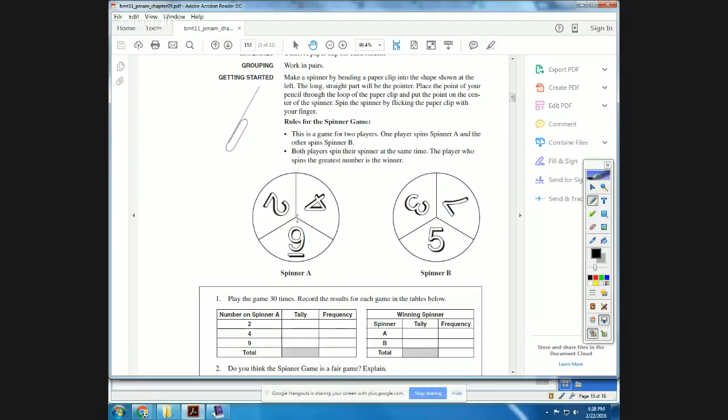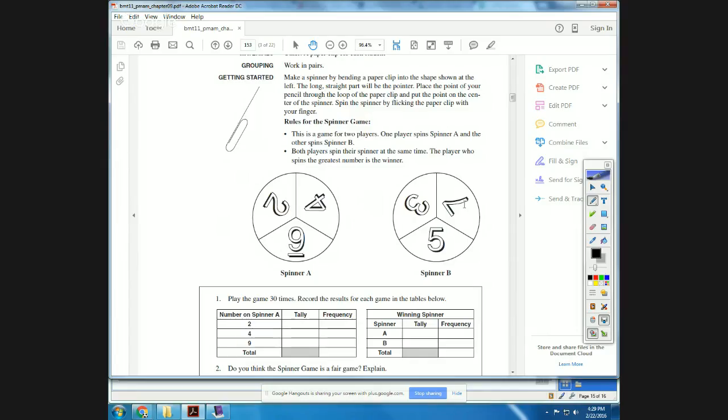So the question is here: spinner A has 3 different numbers it can get, a 2, a 4, or a 9. What's the probability the person using spinner A is going to get a 4? Yeah, 1 out of 3, because that arc is the same size for 4 as it is for 9 as it is for 2. How about spinner B here? What's the probability someone's going to get a 7? It's also 1 out of 3.